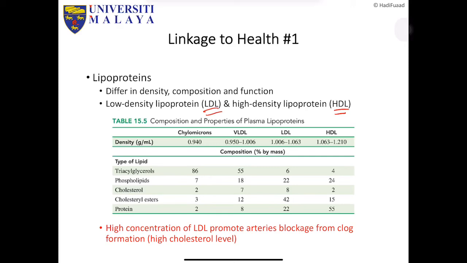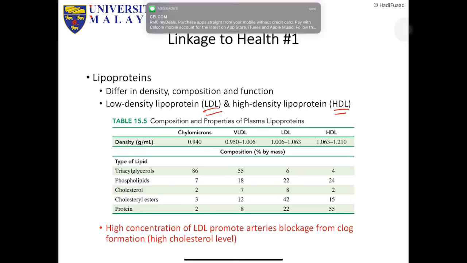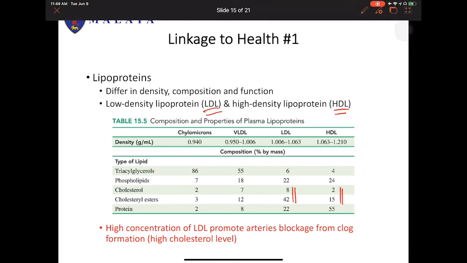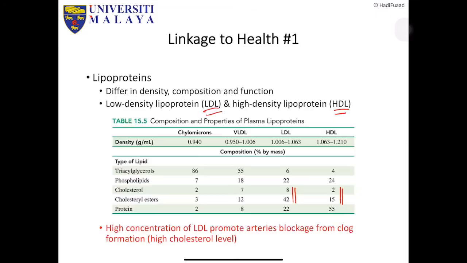Okay, so lipoproteins differ in density, composition, and function. Table 15.5 shows you the composition and properties of plasma lipoproteins. The main difference is the cholesterol level. As you can see here, the low density lipoprotein has a higher cholesterol level, and the high density lipoprotein has a lower cholesterol level.